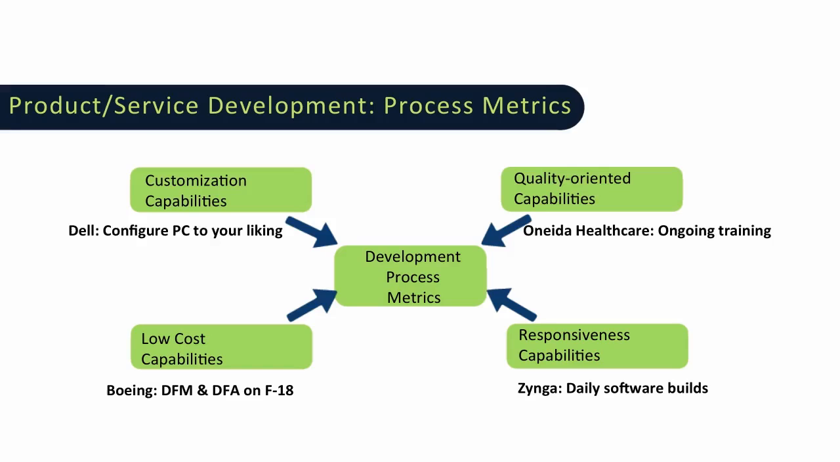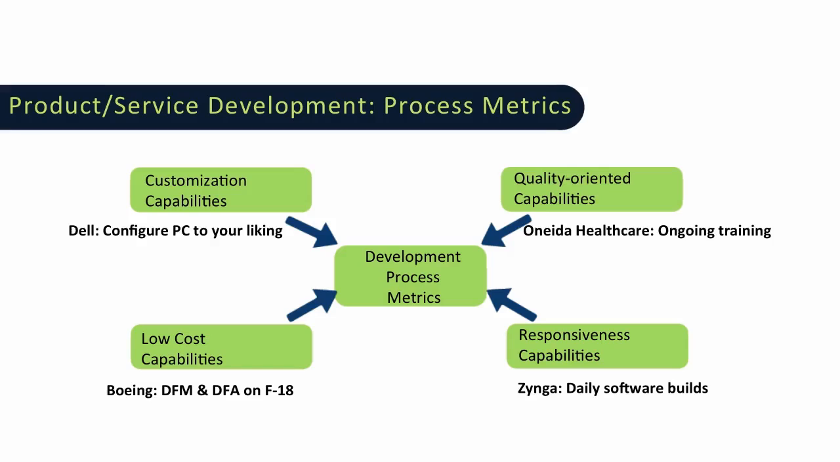Low-cost development capabilities measure the ability to deliver goods and services at low cost. For example, Boeing applies special methods known as Design for Manufacturing, or DFM, and Design for Assembly, or DFA, to reduce costs in aerospace manufacturing in its F-18 fighter attack jets. Besides DFM and DFA, we can take advantage of supply chain efficiencies and purchasing capabilities to lower costs.